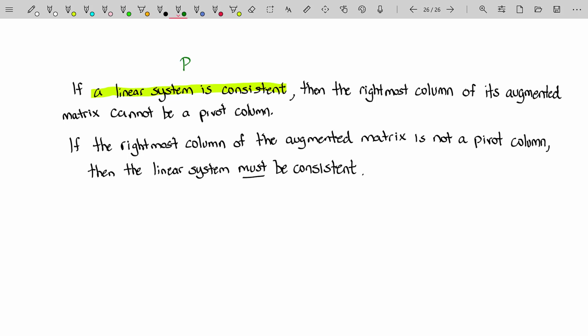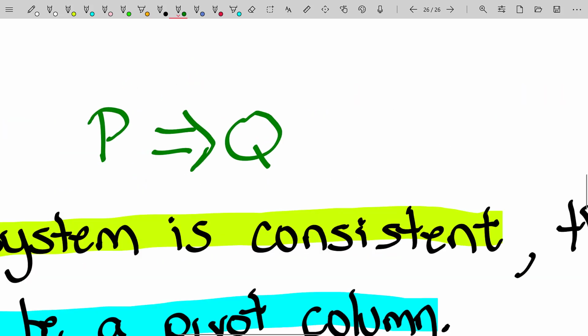The then part of that statement is that the rightmost column of the augmented matrix associated with that linear system cannot be a pivot column. Thus, this entire blue highlighted piece is our then statement, and I'll call that Q. So this total statement that's been highlighted so far is if P, then Q. And that's what this little notation right here means.